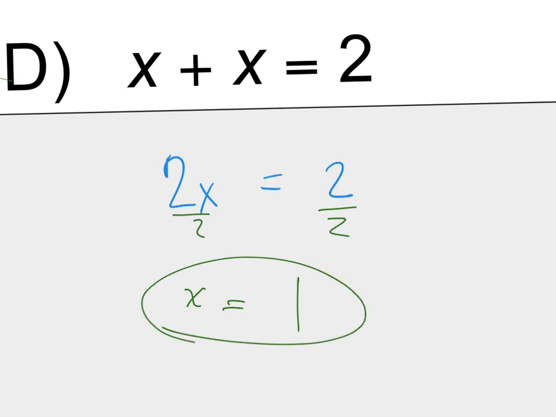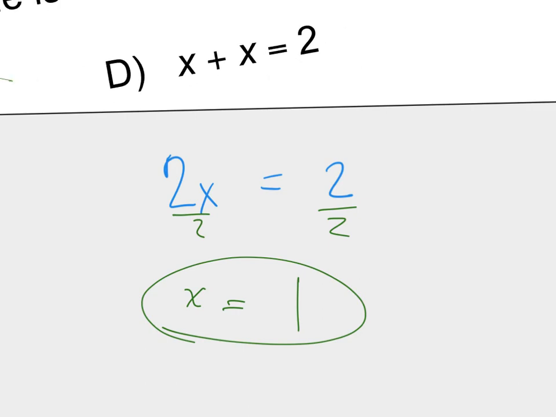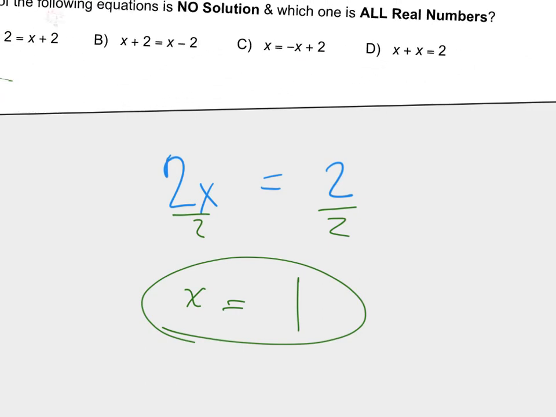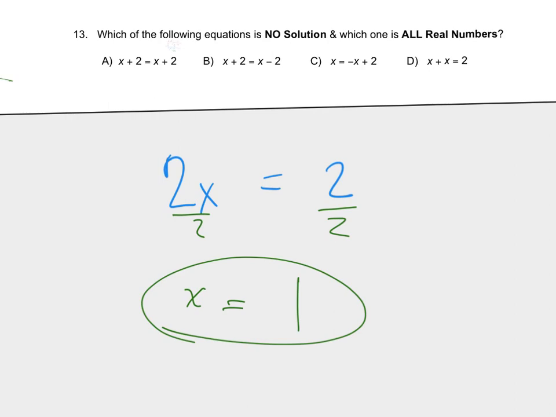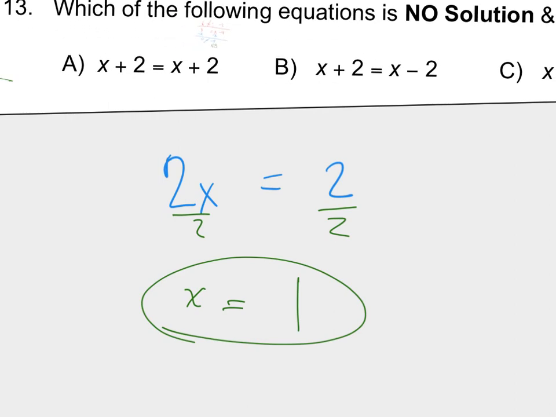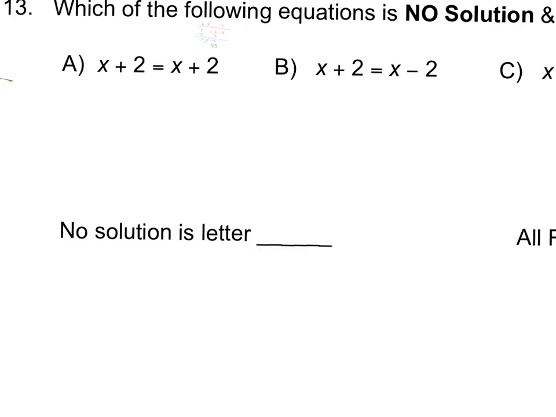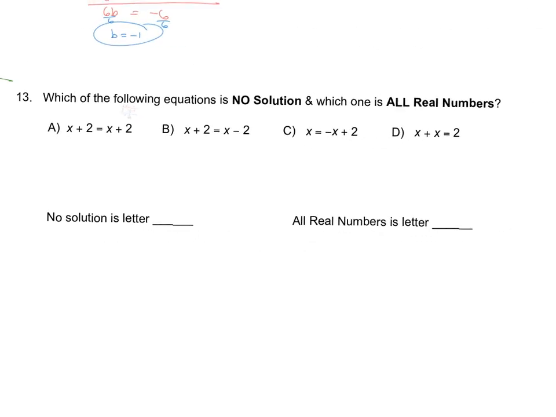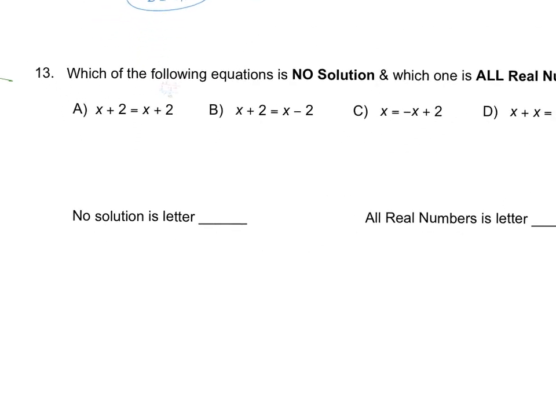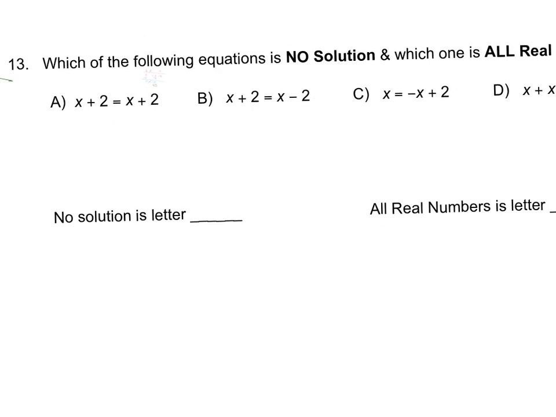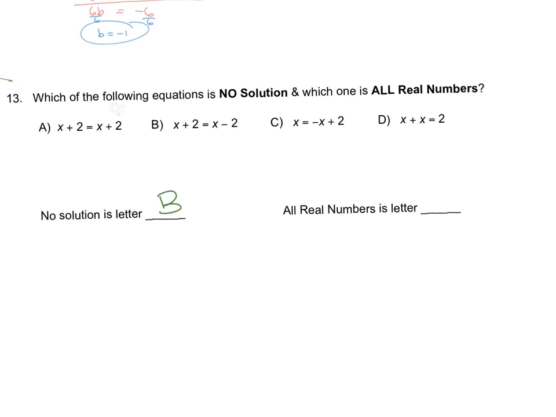So pay close attention to when, as you're solving, you get no solution or all reals, like we did with the first 2, where when you solved those you got either no solution or all reals. So we said that. Which one was no solution? Letter B. And all reals is letter A.